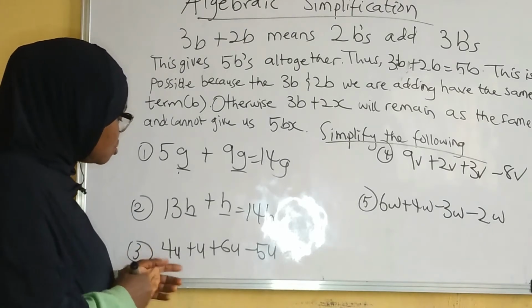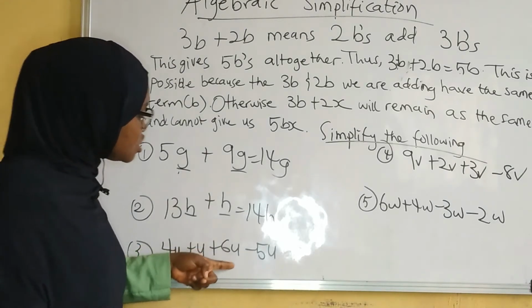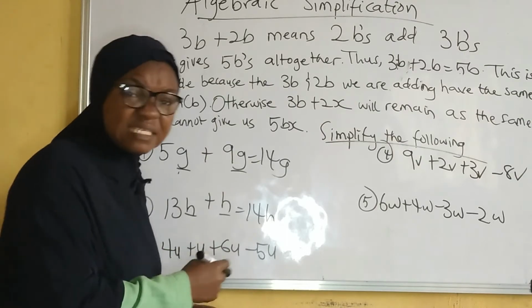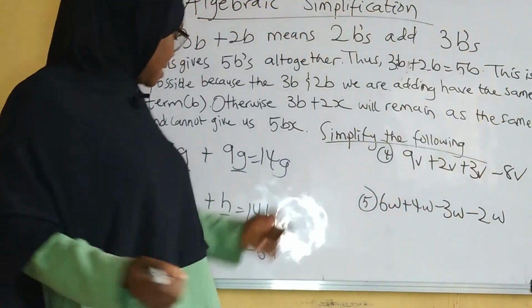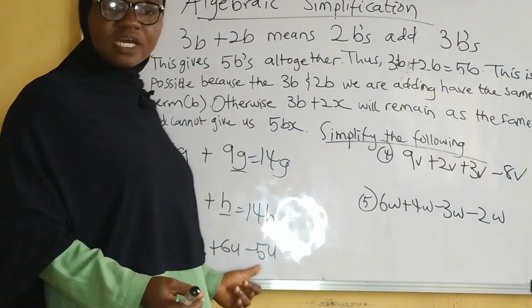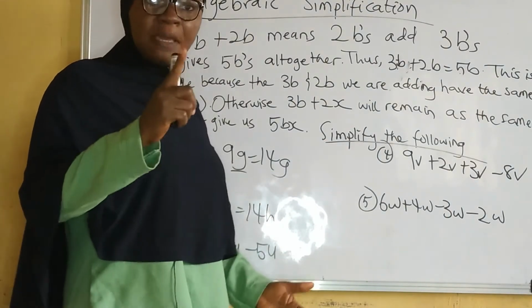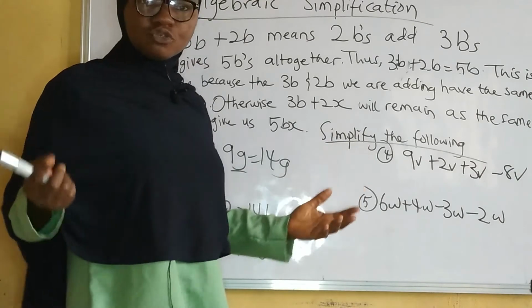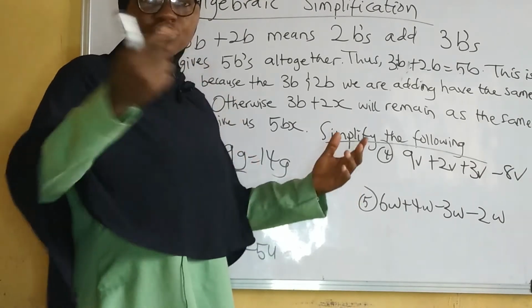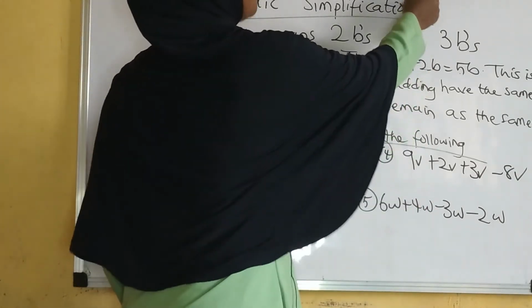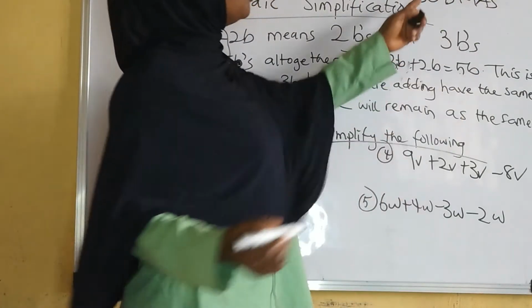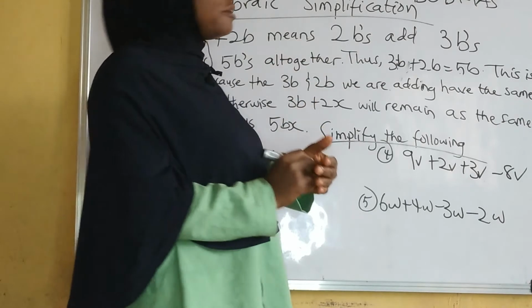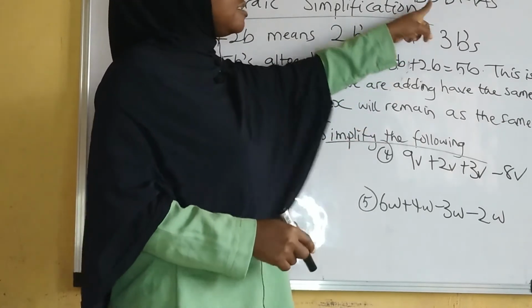I have 4u plus u plus 6u minus 5u. Now in this case, I'm going to employ the use of what? BODMAS. Why am I going to use BODMAS? Because I have both addition and subtraction operations inside one question. So that means I cannot just go ahead and start doing my calculation just like that. Now don't forget the rules of BODMAS. It goes this way. You have to follow each of these operators in every question. This one will take precedence over this one.